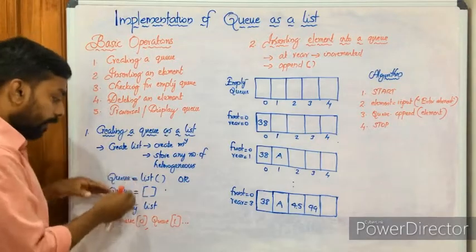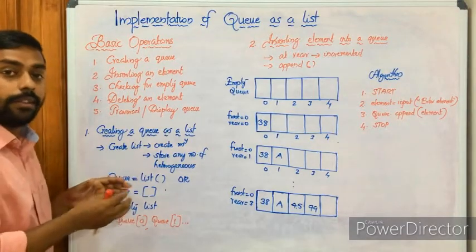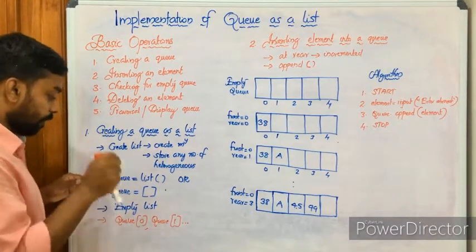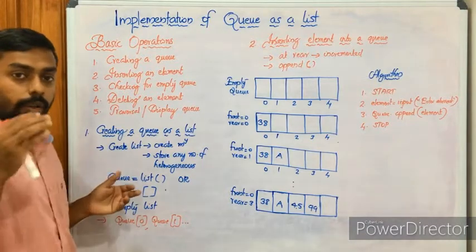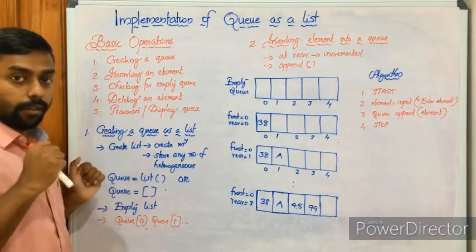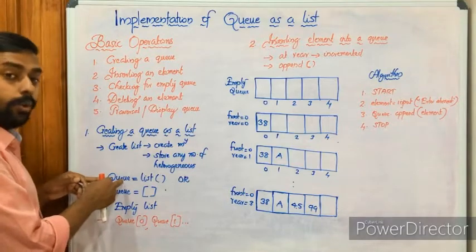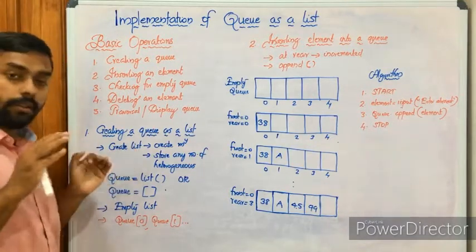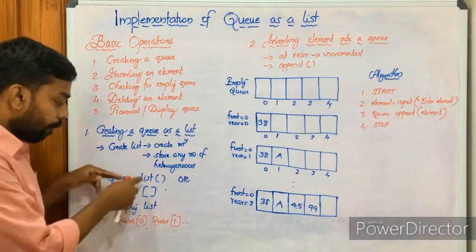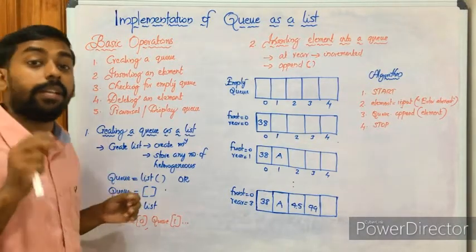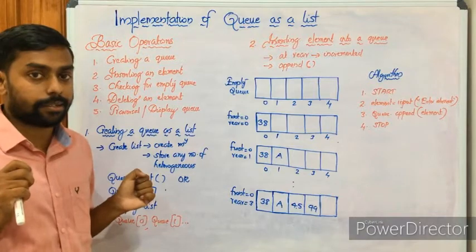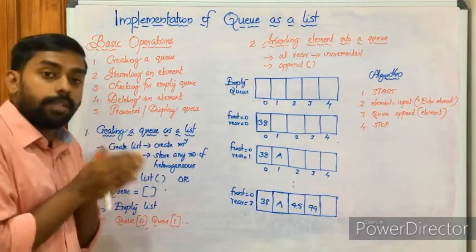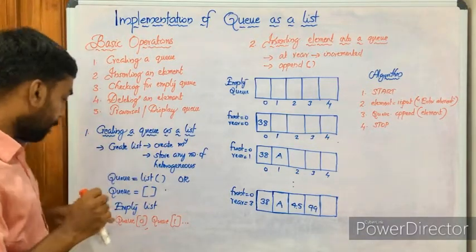Here are the two different ways to create a queue as a list. Queue equal to the list function. Using the list function we can create a list. Here queue is created as a list. And the second, queue equal to square brackets. Both these statements create an empty queue without any elements.